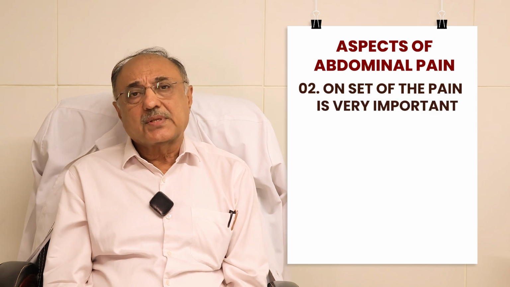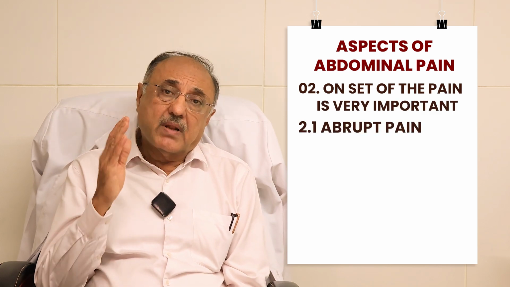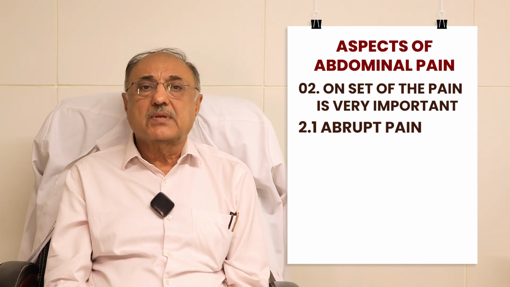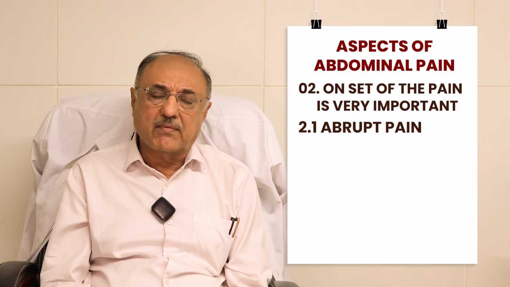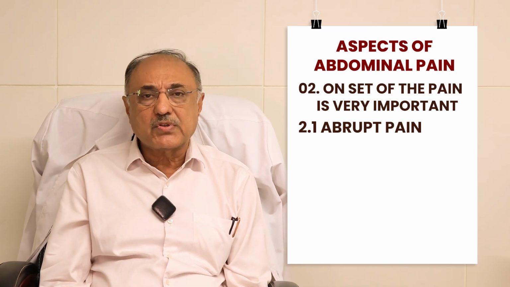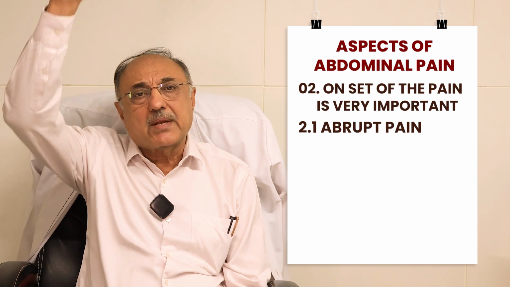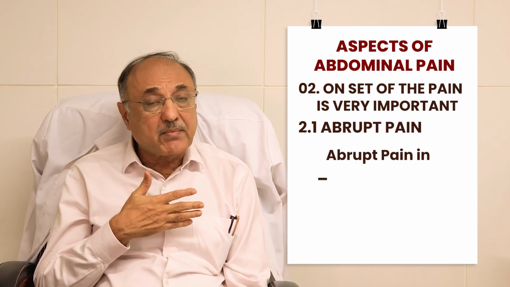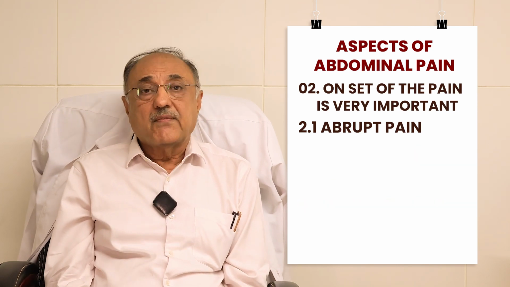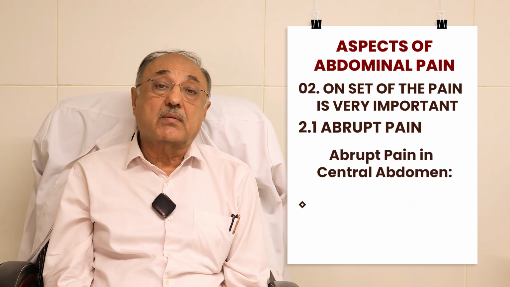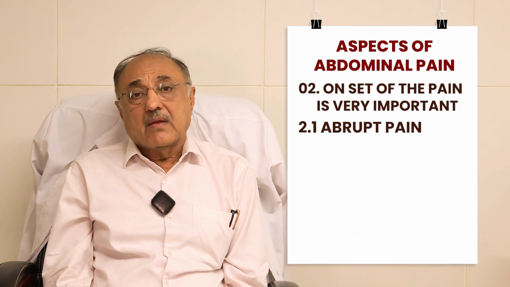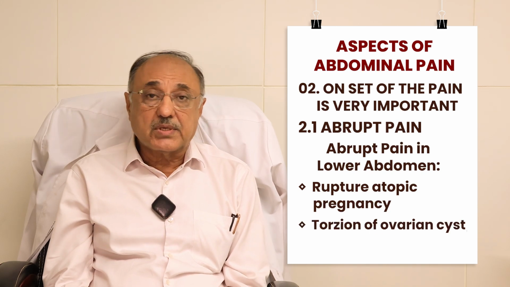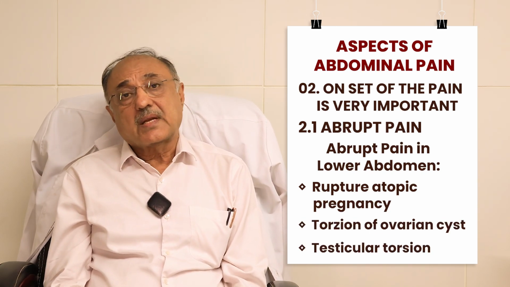Second is the onset of the pain. Very important. Onset can be abrupt. Abrupt means 1 minute, 1 second patient was fine. Next second or within a few seconds he is stuck with severe pain. Pain could be severe from the beginning itself or will become severe in no time whatsoever. So that is abrupt pain. Suddenly pain takes off. And if you have abrupt pain, then if it is in the upper abdomen, you talk about peptic perforation. If it is in the center of the abdomen, then you talk about mesenteric ischemia, mesenteric embolism. If it is lower down, you are talking about ruptured ectopic pregnancy, torsion of the ovarian cyst, or testicular torsion. So that is abrupt pain.